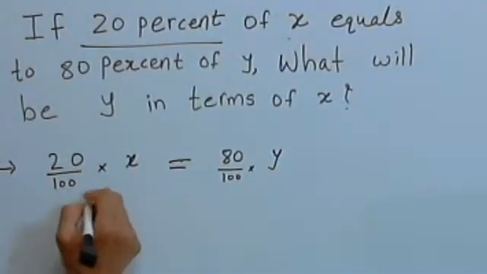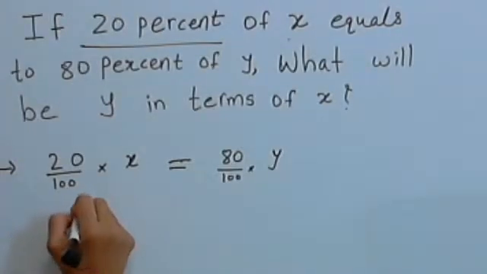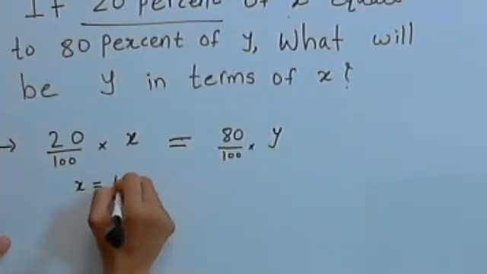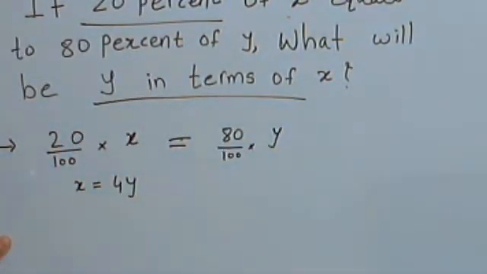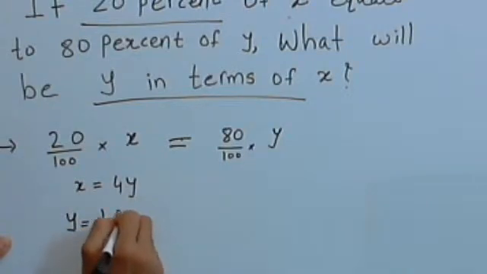So if I simplify this, I get x is equal to 4y. But my question is what will be y in terms of x? So y is equal to 1/4 x.